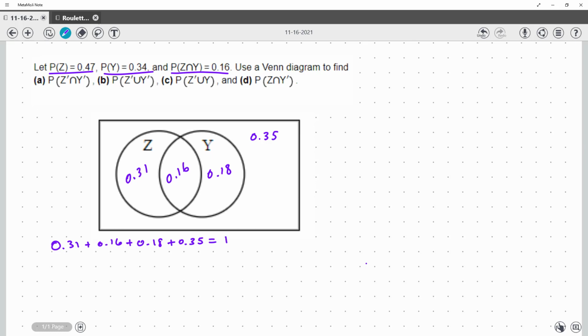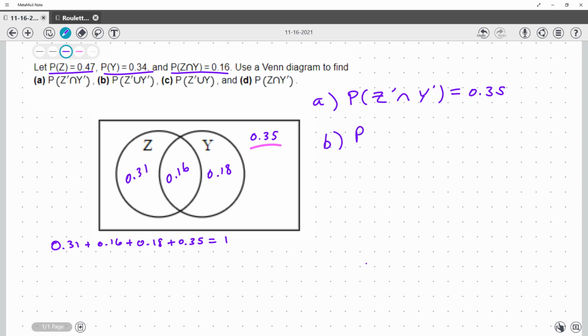All right, so to work these, the probability of not z intersect not y. Well, what you're looking at is what is not in z and not in y. So not z and not y looks like it would just be that piece right there, the 0.35. Okay, what they both have in common.